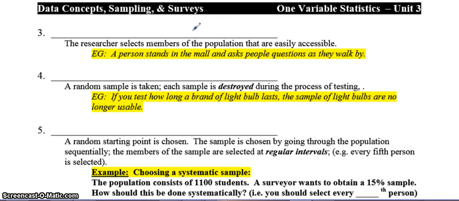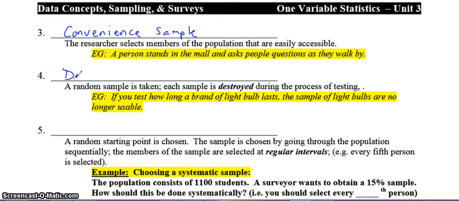Third one, easy one again. This is a convenient sample. So that is when the researcher selects members of the population that are easily accessible. For example, when a person stands in the mall and asks people questions as they walk by. That's a convenient sample because it's convenient for the researcher.